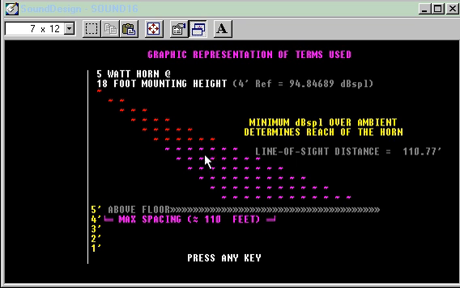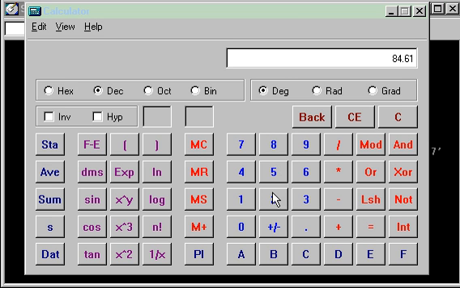Notice that the program has calculated that the line of sight distance is 110.77 feet. Once again, determining the loss along that 110.77 feet, we take 110.77 and divide that by our reference distance of 4 feet. Take the log of that and multiply by 20. The loss along that distance is 28.847 dBSPL.